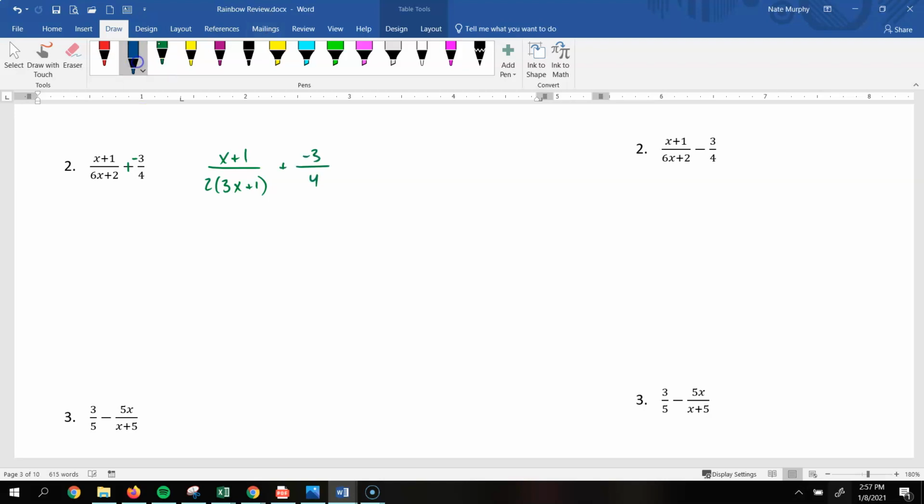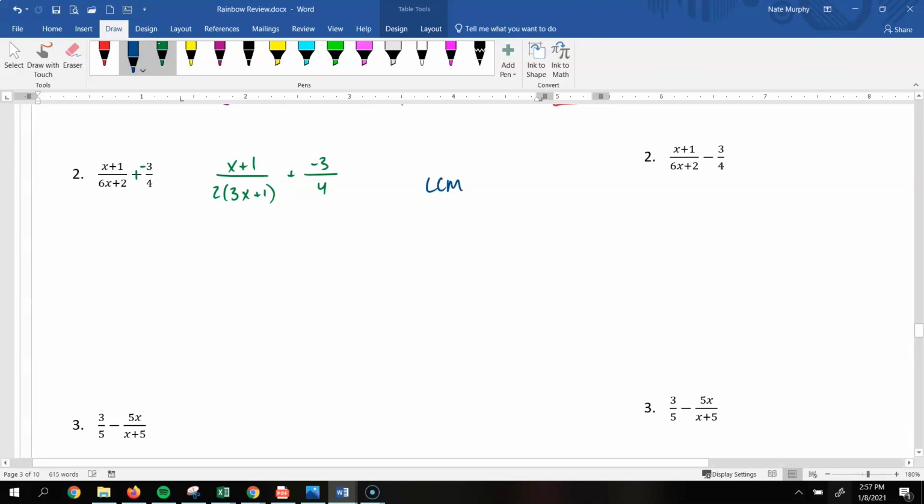So my LCM here would actually be, let's think about this for a second. We have 3x plus 1 as one factor. Now, if you multiplied 2 times 4 and got 8, you could have done that. But between 2 and 4, let's ignore the fact that we have a fraction here. Let's just pretend this wasn't here. If we just had these two fractions with a 2 in the denominator and a 4 in the denominator, you would recognize that in that first fraction, we would just have to multiply both the top and bottom by 2 to have a common denominator of 4. So that's what we're going to do.